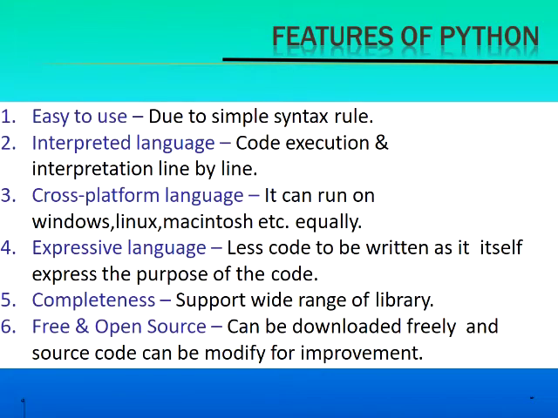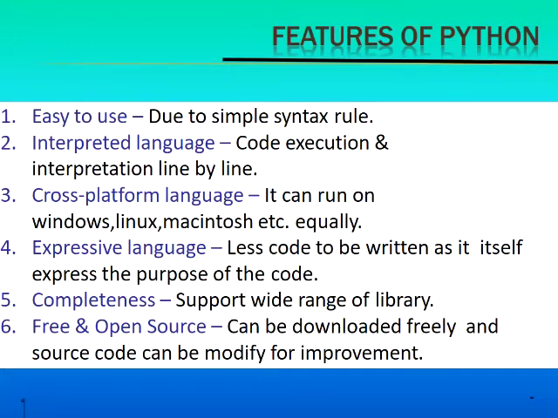What are its features? Why is it widely used? It is very easy to learn. It has very simple syntax rules due to which it can be learned by anyone. Interpreted language means the code written in Python executes line by line. Cross-platform language means it is a portable language, it can run on Windows, Linux or Mac. On any of the platforms it can easily run.